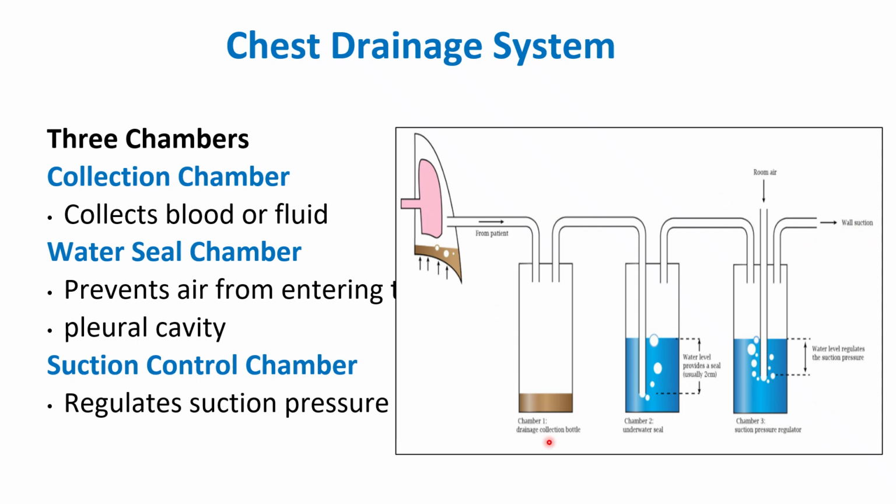What are the three chambers we have? One is the collection chamber, which is to collect the drainage from the lungs. We have a water seal chamber to prevent re-entry of air going back into the lungs, and we have a suction control chamber which will be connected to the wall suction, and it will create suction, thereby it removes the drainage of chest content. Clear?